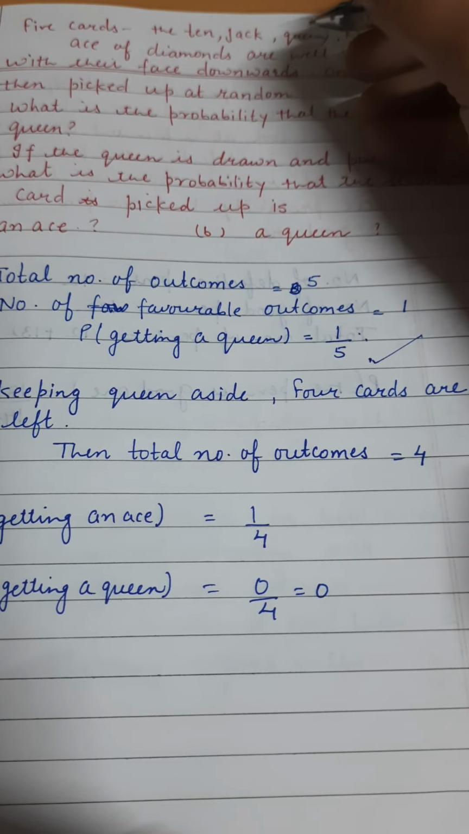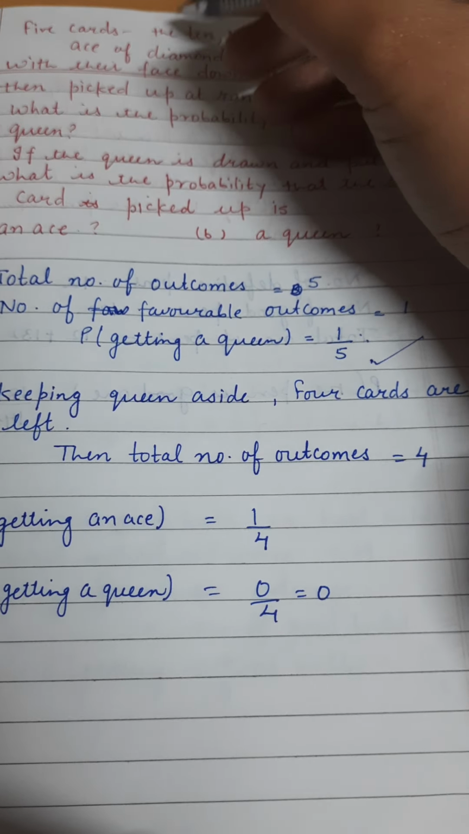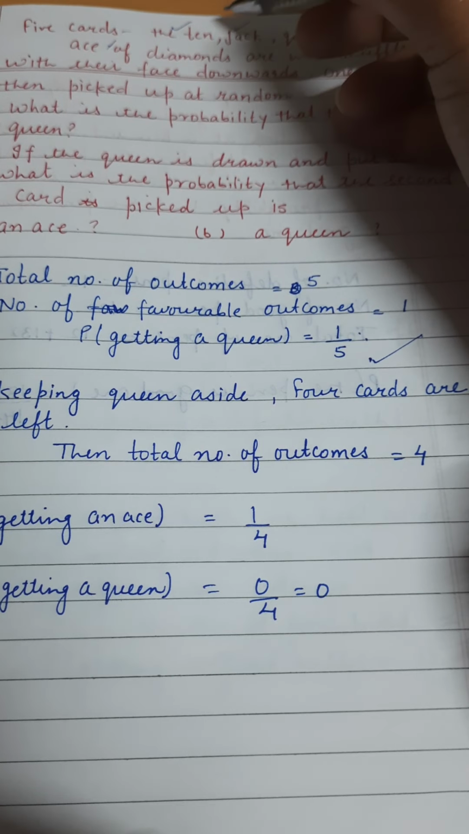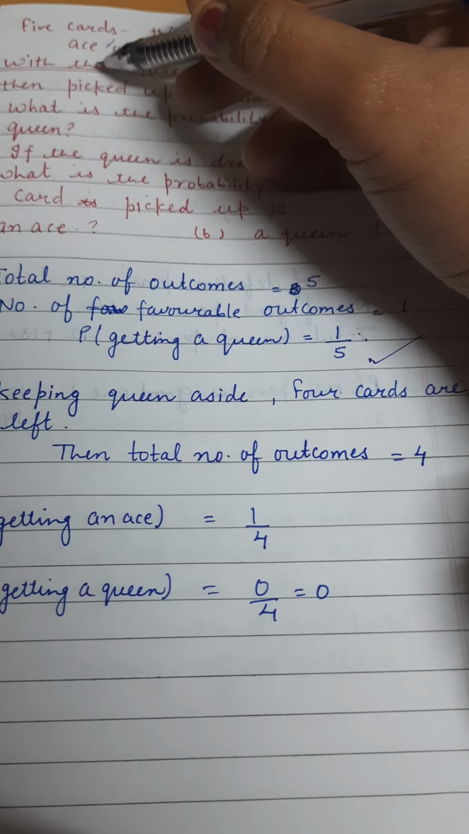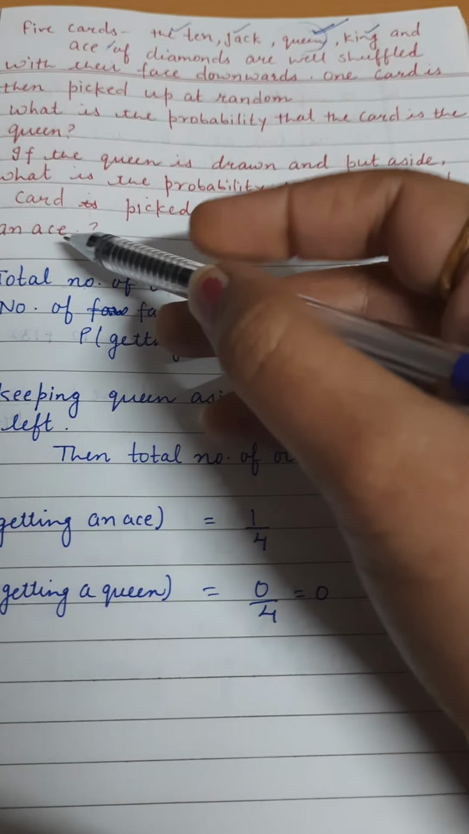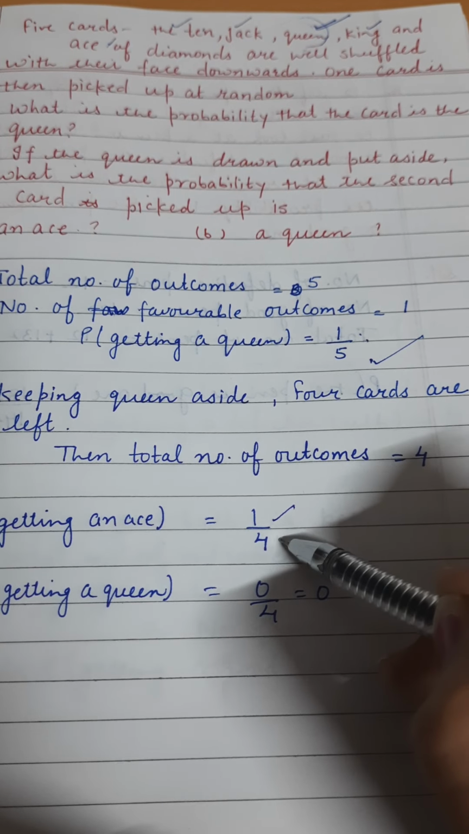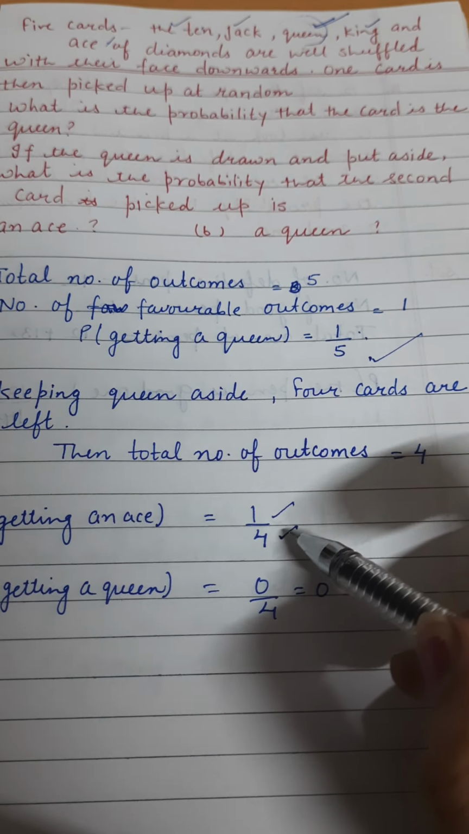Now we took out the queen. The queen is out, so we are left with 4 cards, that is, the number 10, jack, king and ace. We have to find the probability of an ace. There is only one ace, so favorable cases will be 1 and the total number of cases will be 4, and the probability will be 1 by 4.